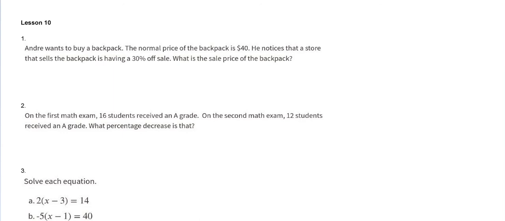And so let's start with this problem with Andre. He wants to buy a backpack. Normal price, that would be like your 100% price, is 40 bucks. He notices that a store sells the backpack as having 30% off sale. So we want to know the sale price. What is this thing going to sell for?